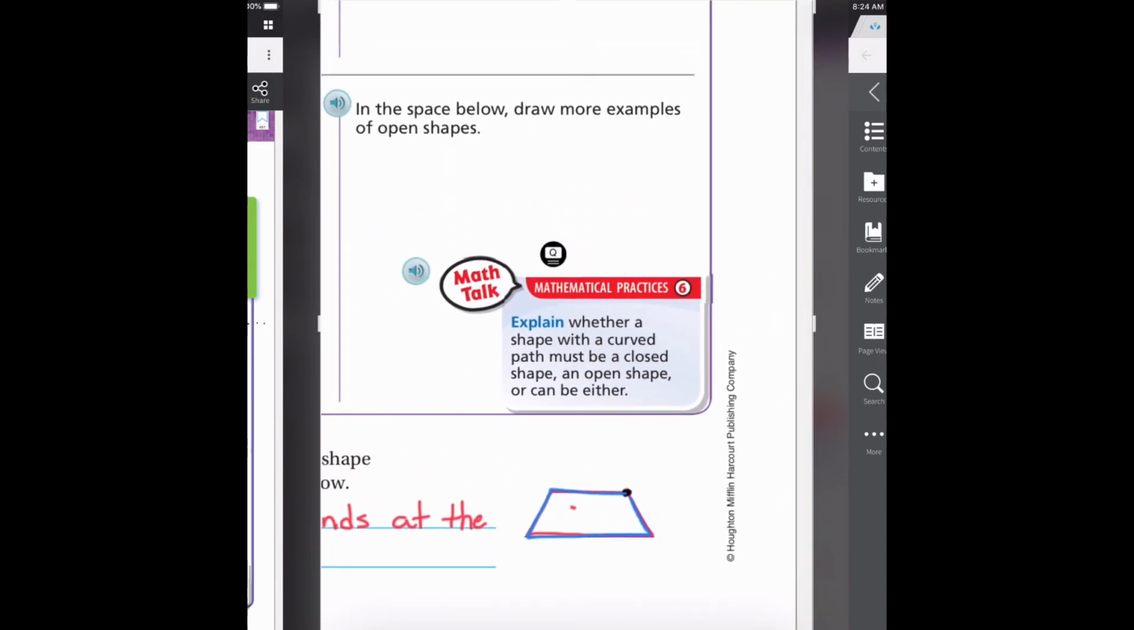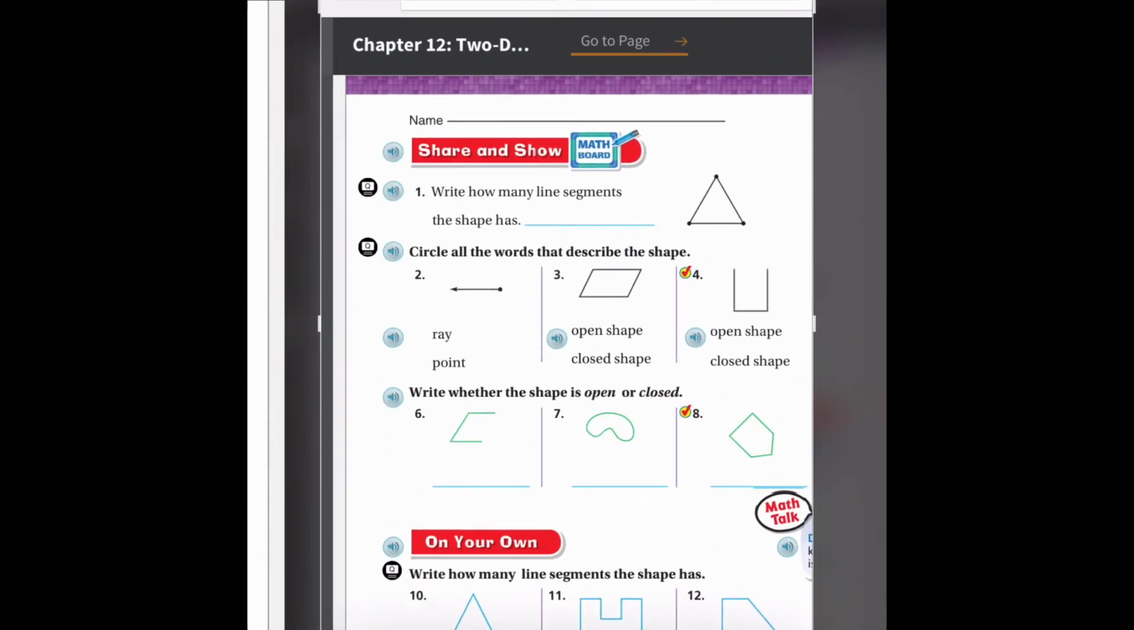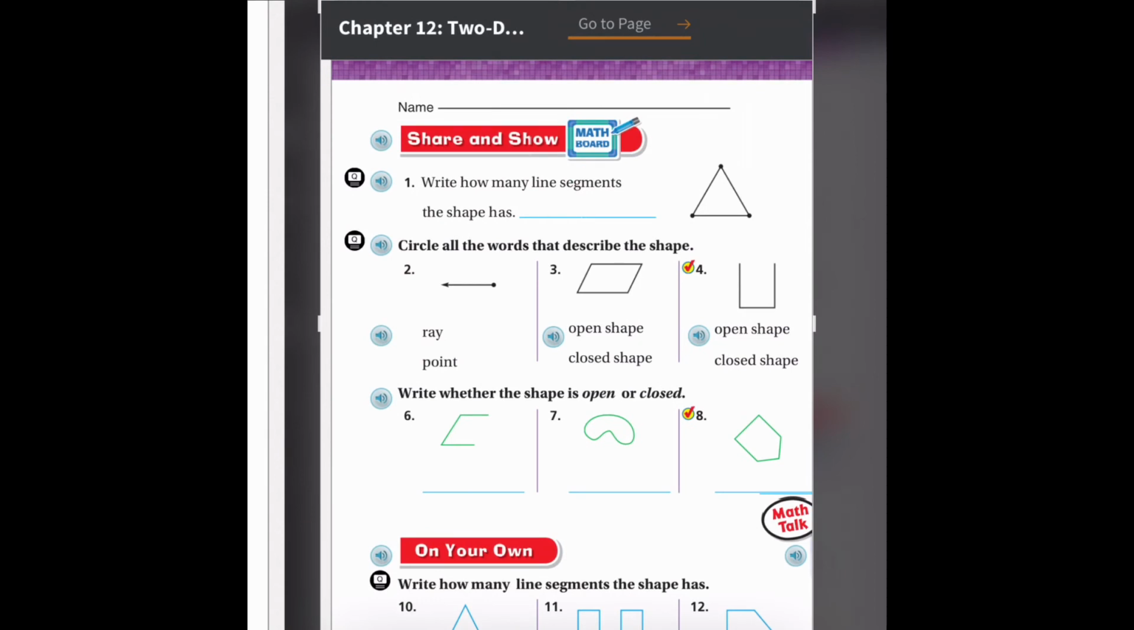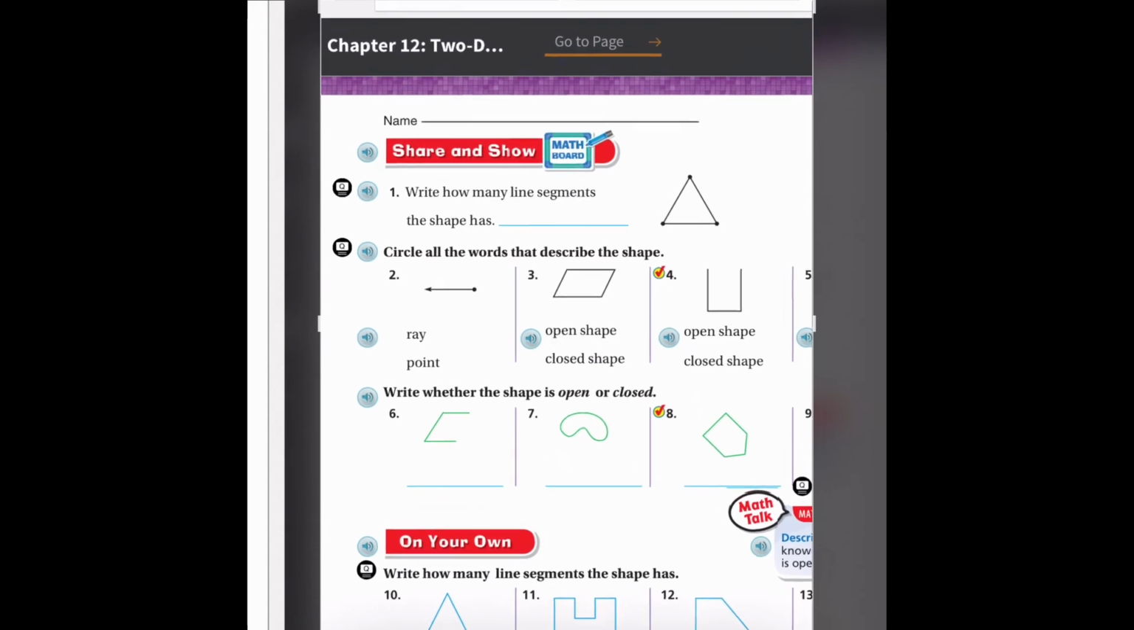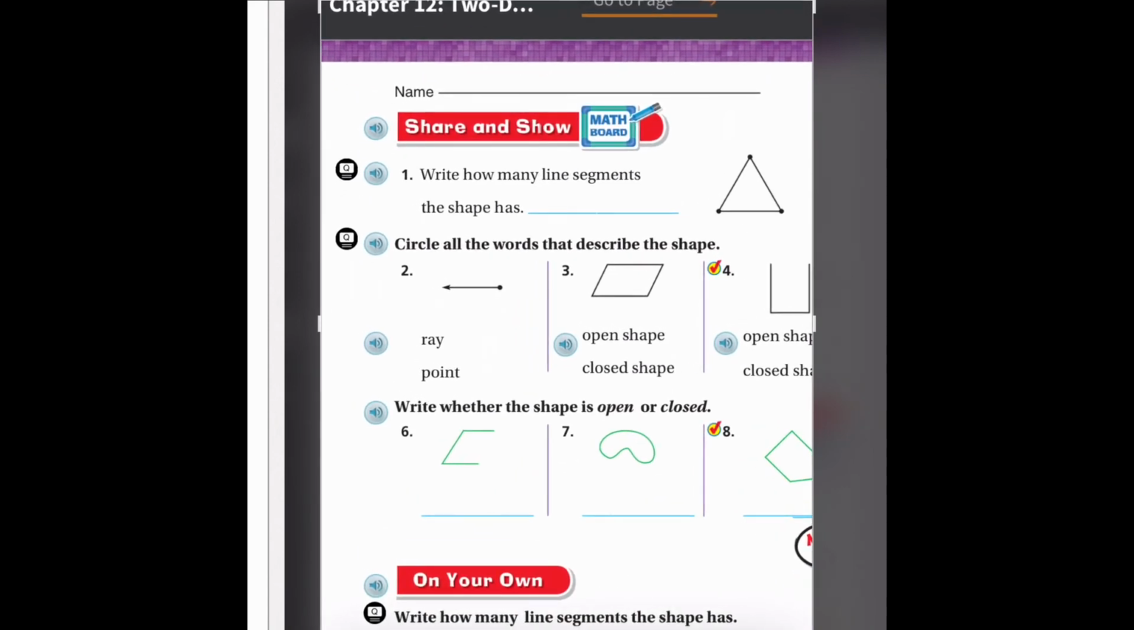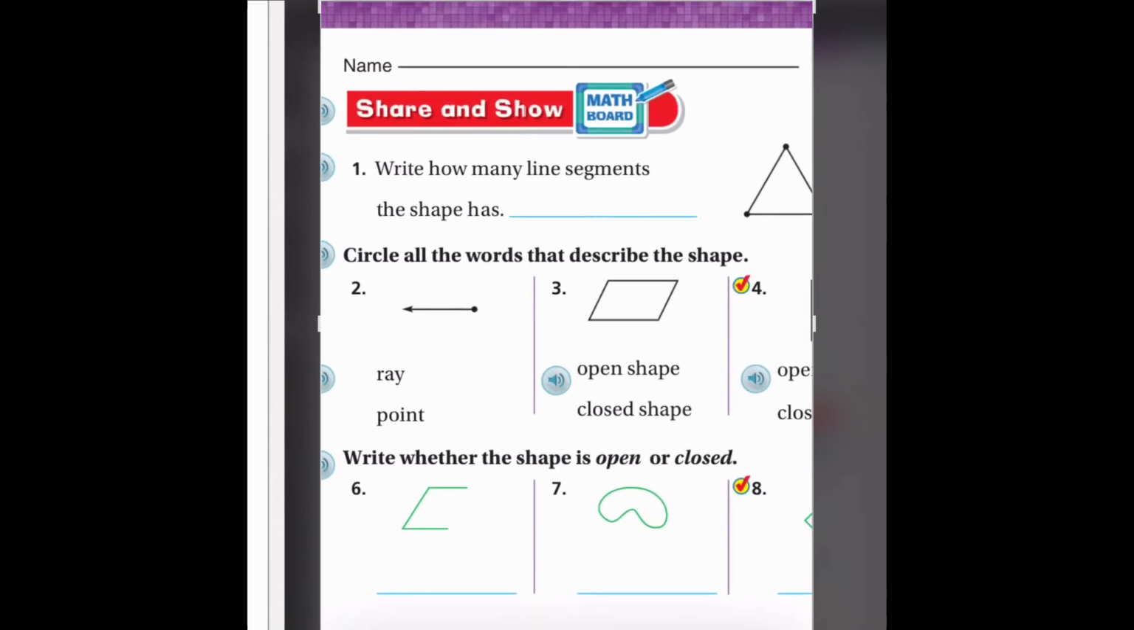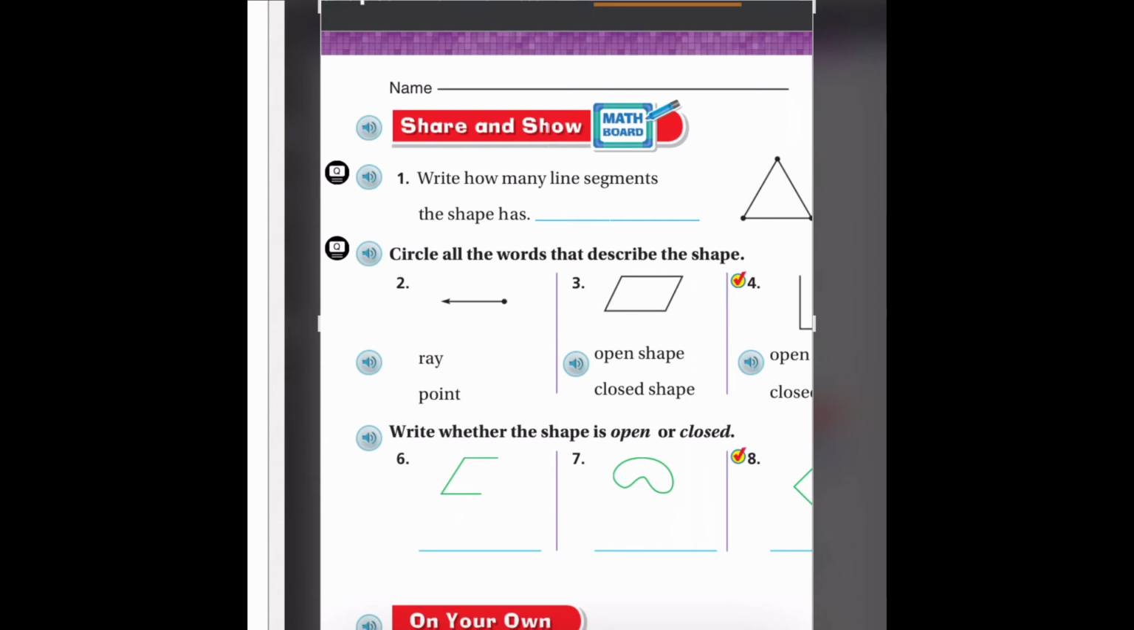Kind of straightforward. Let's look at Share and Show. I'll have you do Share and Show, and then you can check the video for your work to see if you're right or wrong. So what you'll do after I introduce it is pause the video, do all the work, and resume the video to check your work. So for question 1, you can pause the video now, go ahead and do it, then resume.